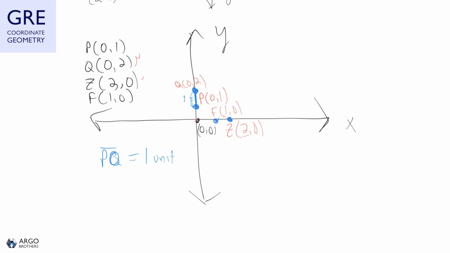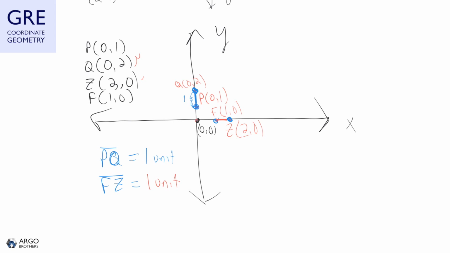Now what about the distance between F and Z? Between F and Z? Well, again, we just went across 1 unit. We went to the right 1 unit, so FZ distance is also 1 unit. Now, how can we find these distances without looking at the graph?